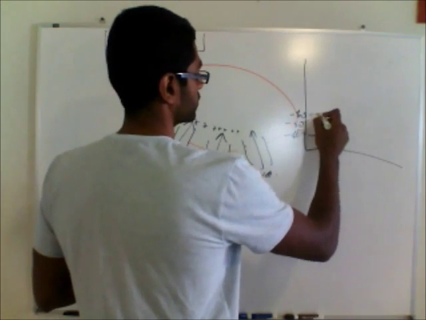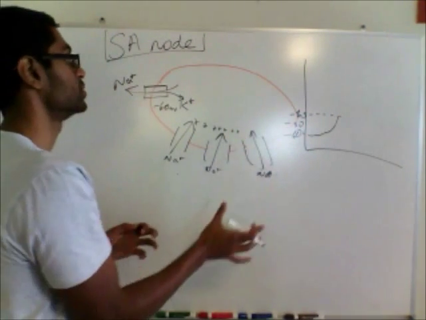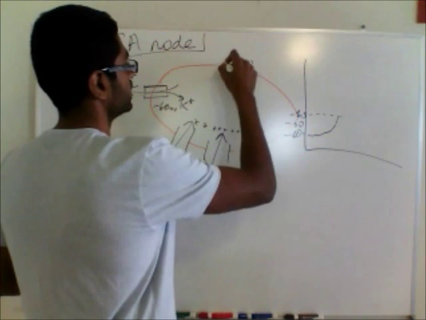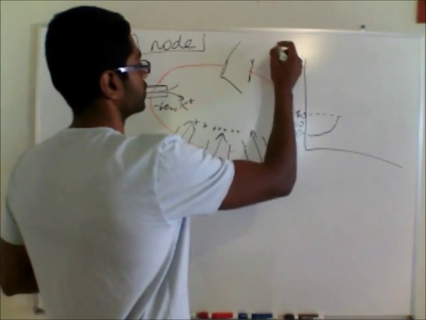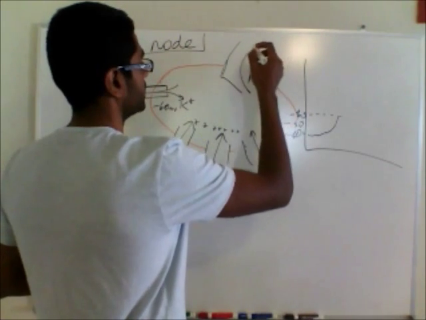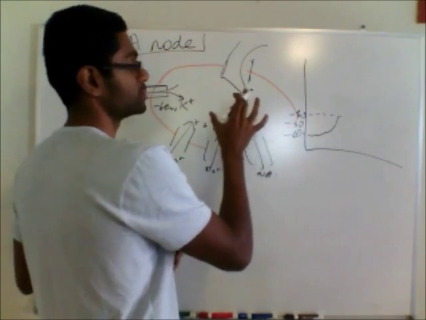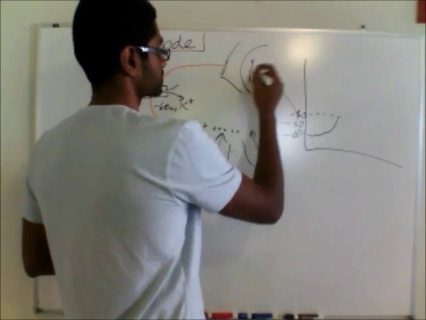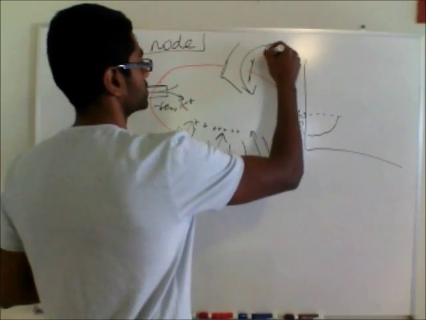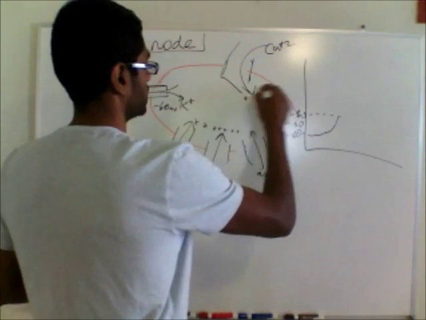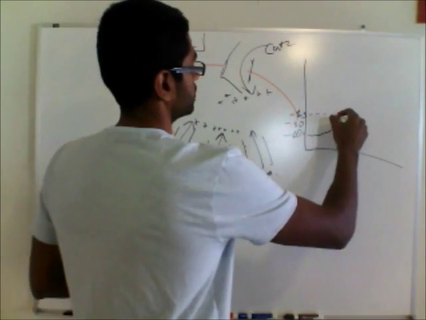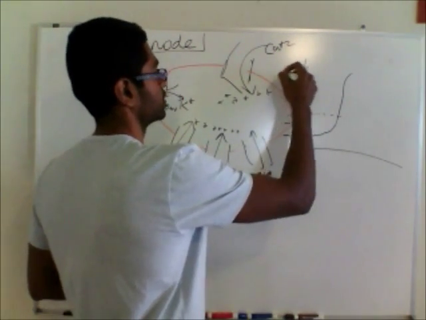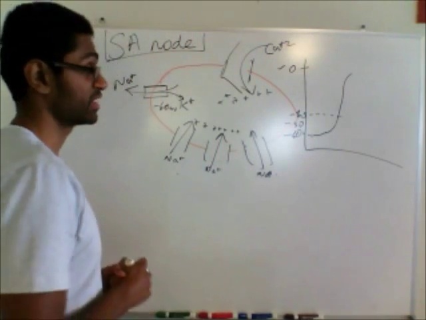And once it hits around negative 45, this threshold potential, this is the threshold potential for the SA node, there's what you call voltage-gated calcium channels. Okay, voltage-gated calcium channels open. Now we mentioned that calcium is higher outside the cell, not inside the cell, right? So the calcium starts rushing in. You know, there's even more positive charge. It becomes much higher. It goes all the way up, right? And once again, say this is around 0. This is an approximate, it's not exact.